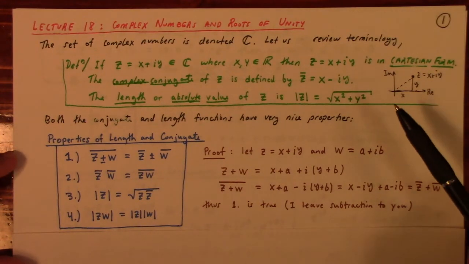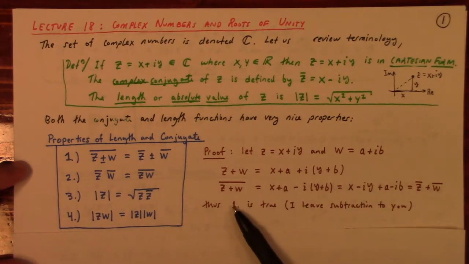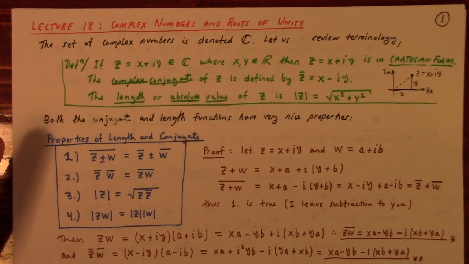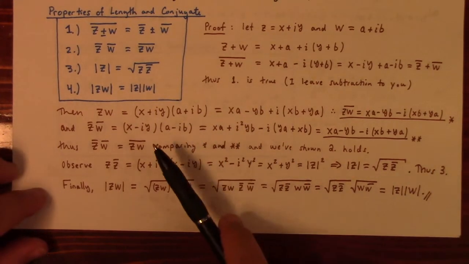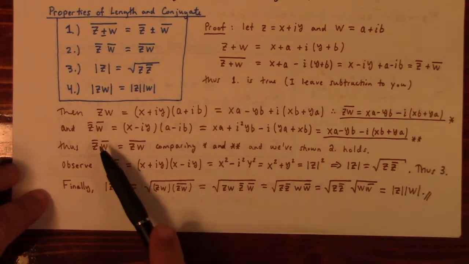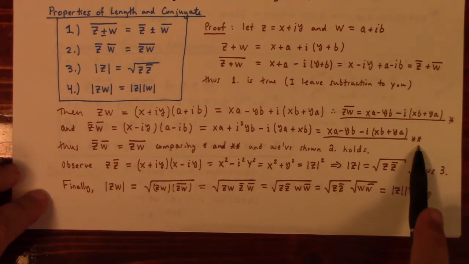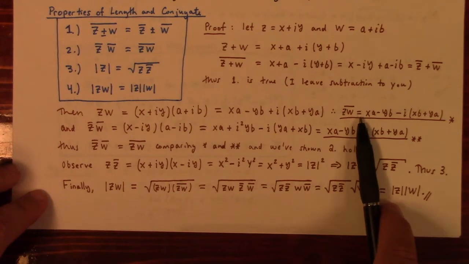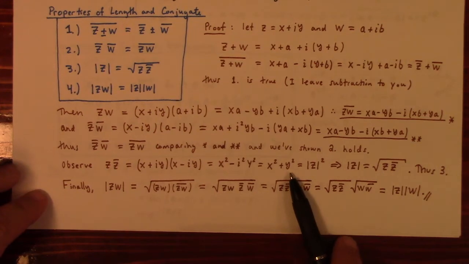So here's the proof of one. Take your z and w, add them, conjugate them, and you see that we get that is equal to that. And the proof of all the other items here is really straightforward calculations, quite enjoyable. z times w is this. You conjugate it, you get star. z bar times w bar is that. And if you look, star and star are the same, therefore z bar w bar is equal to zw bar. And likewise, z z bar is just straight up x squared plus y squared.